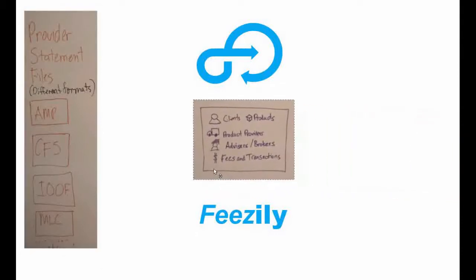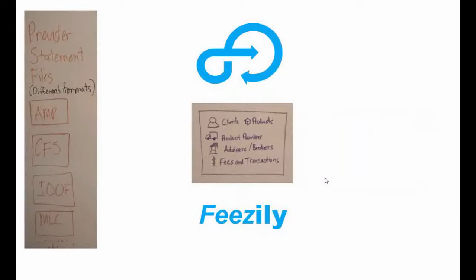The central database has all the typical entities that are required by an advisor practice: clients, products, product providers, advisors, brokers, fees and transactions. So we upload files to Feezily and it gets the data into its central database.